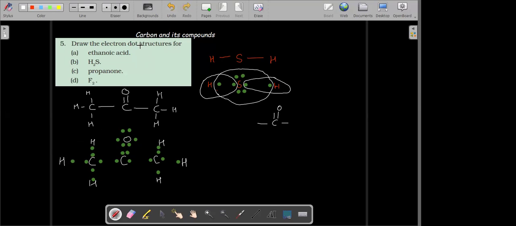Okay, let's start with carbon. So for this carbon, I should include all the electrons which are shared with this carbon. So I get it like this. Now, for every hydrogen here, two electrons, here also two, here also two. Oh, not the last one. Last one is carbon. So this is complete.